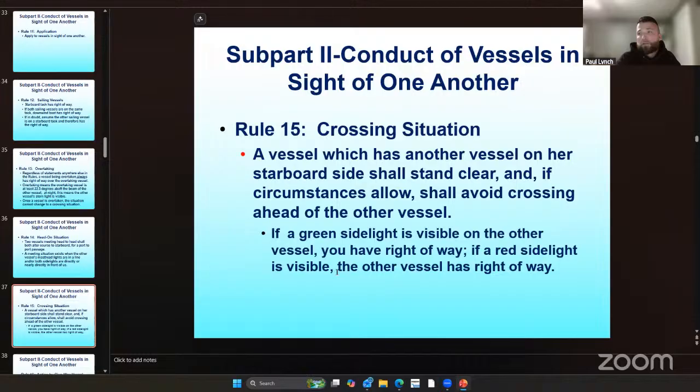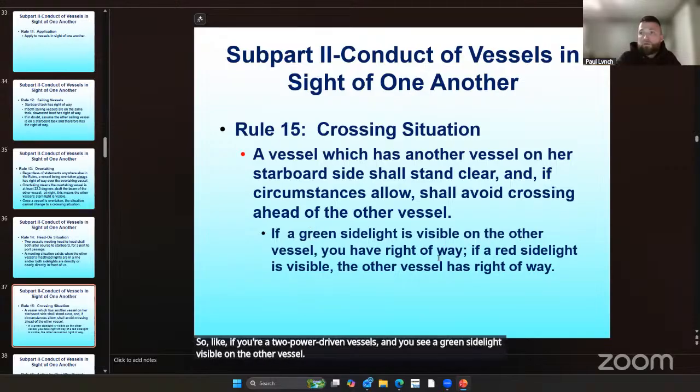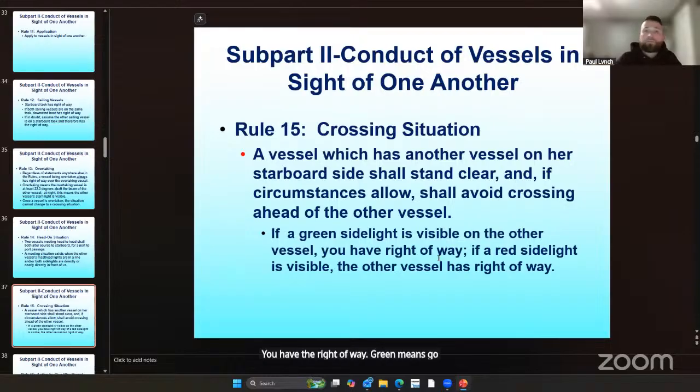Across, so kind of just like on the land, like I mentioned, green means go, red means stop. So if you're two power driven vessels and you see a green side light visible on the other vessel, you have the right of way. Green means go. You maintain course and speed. And if they're coming off of your starboard side, you would see their red port side light. Port line is red. Red means stop. You are the give-way vessel. You have to give them the right of way.